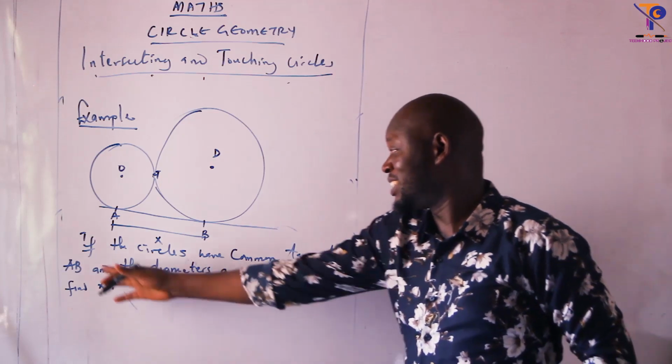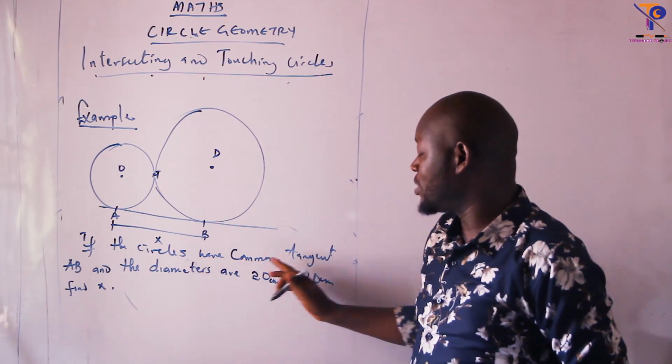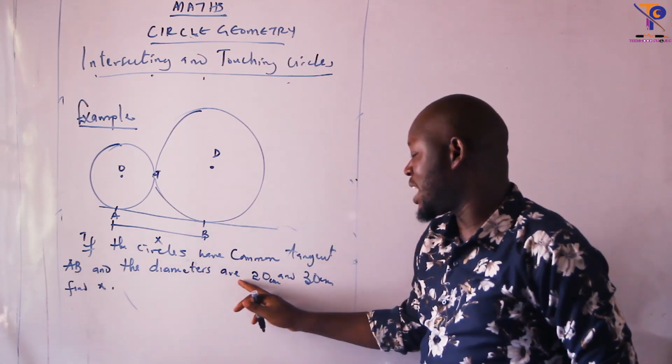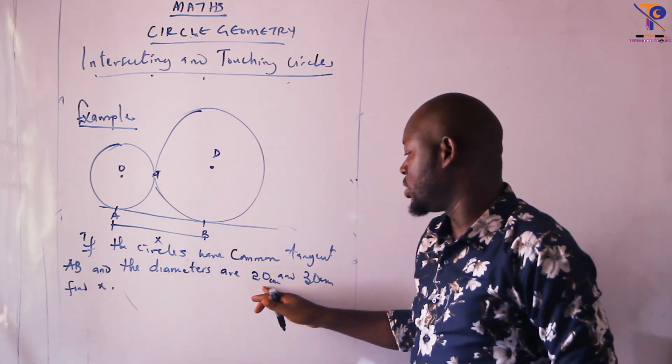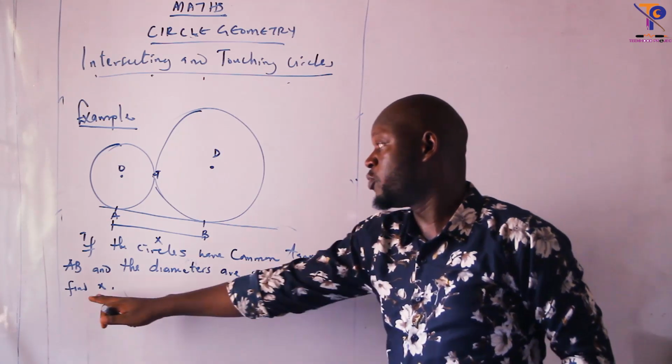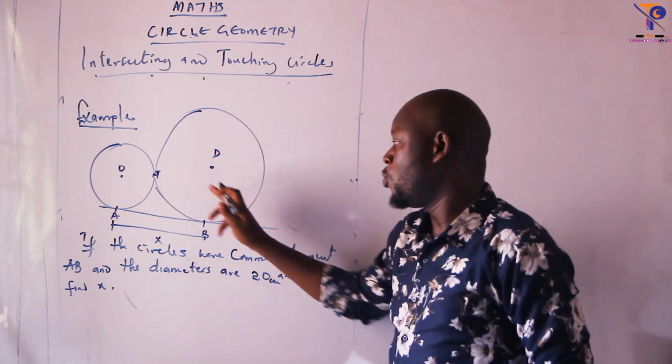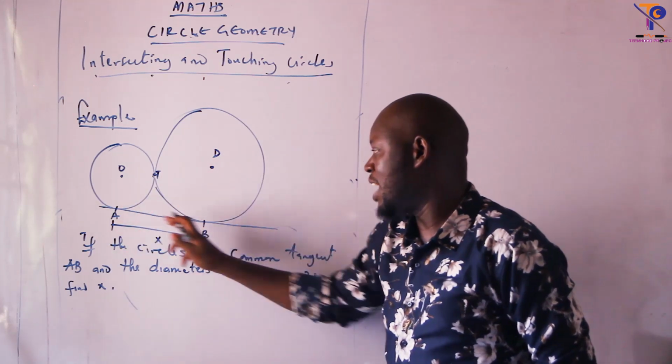The question says the circles have a common tangent AB, and the diameters are 20 and 30 centimeters. So find x. We are looking for the distance between A and B.